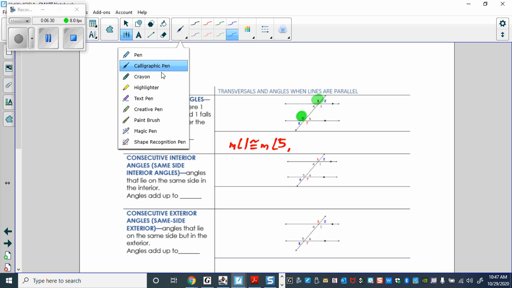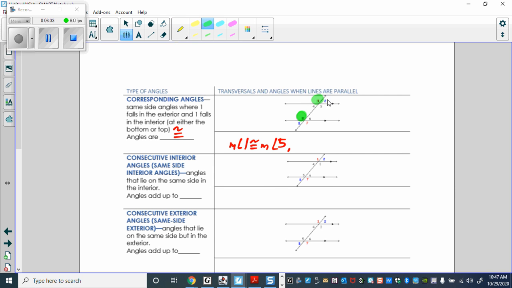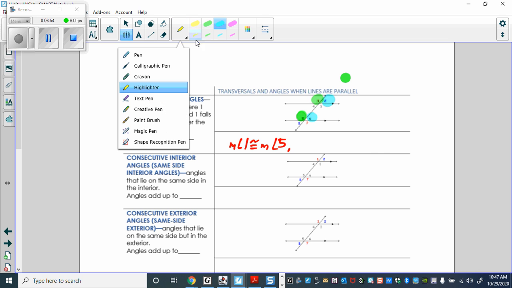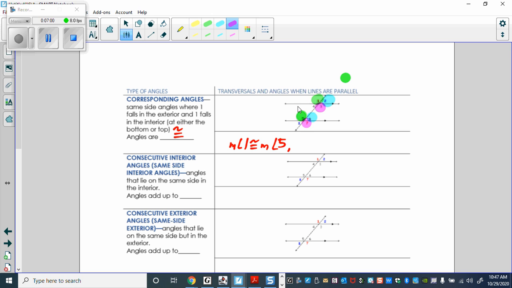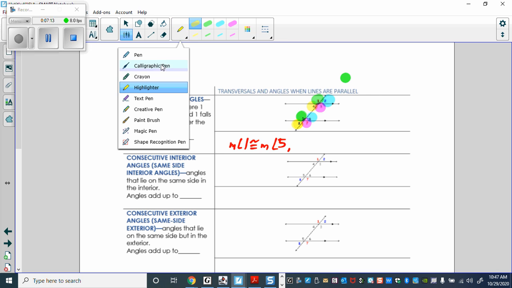The other sets: angle 2 and angle 6 are corresponding. We have angle 3 and angle 7. It just needs to meet the conditions where one is on the interior of the parallel lines and one is on the exterior, and they're on the same side of the transversal.